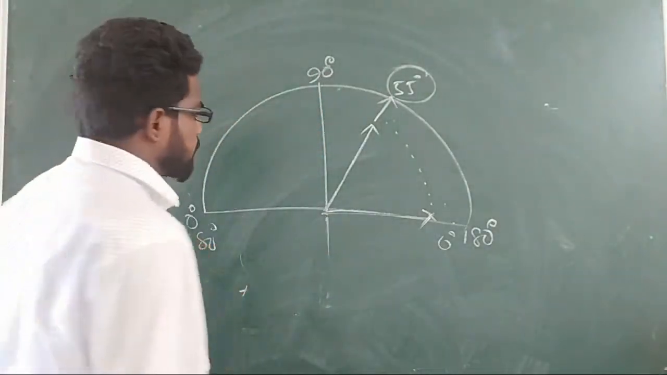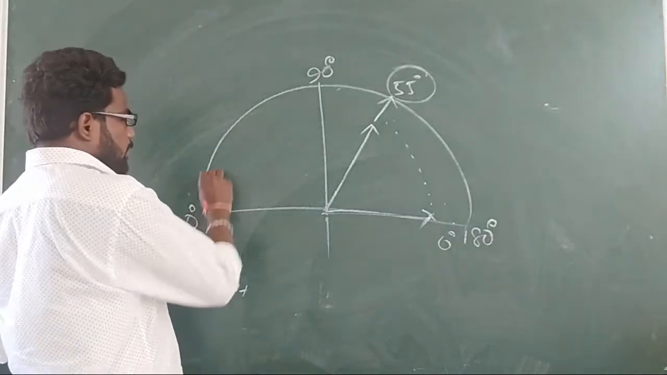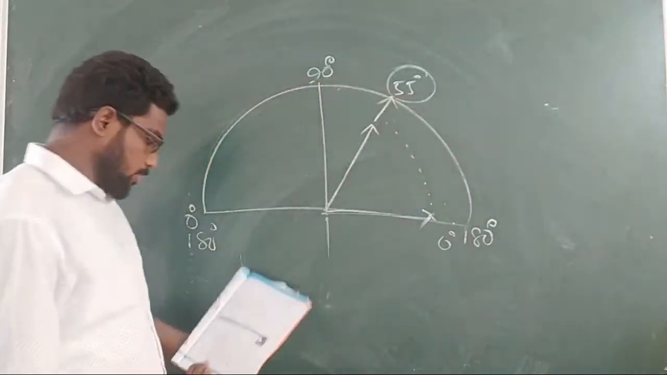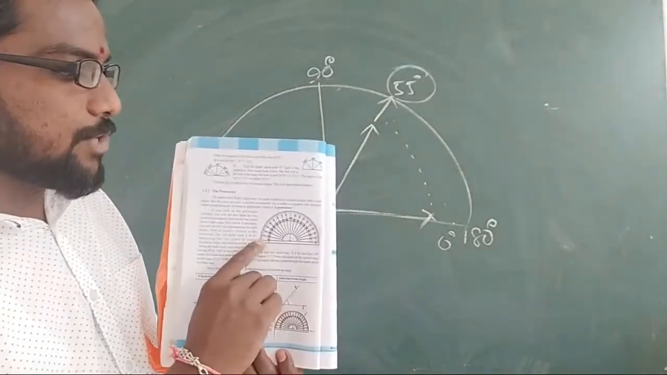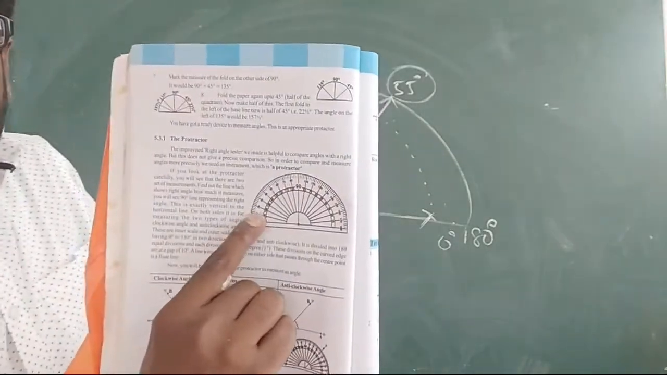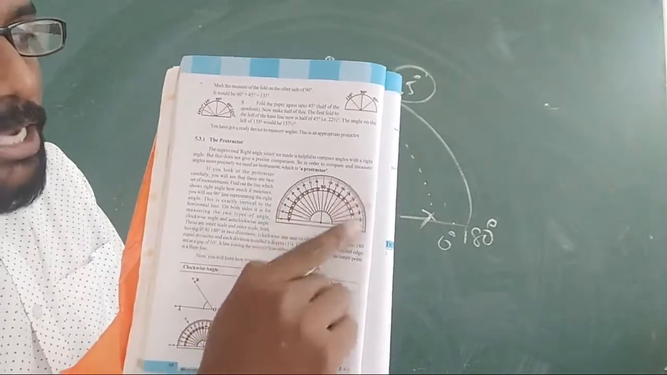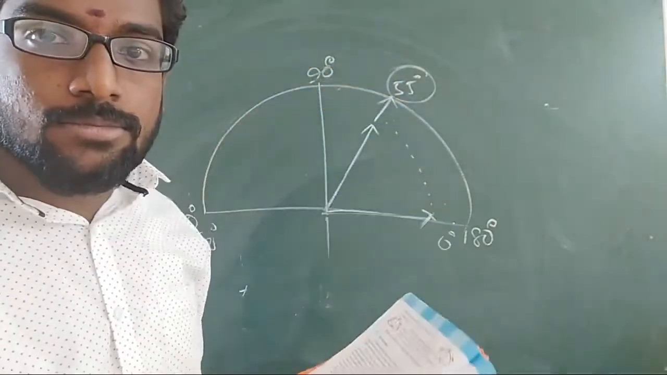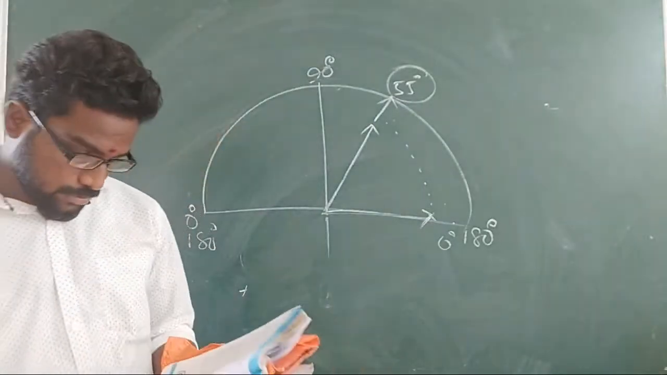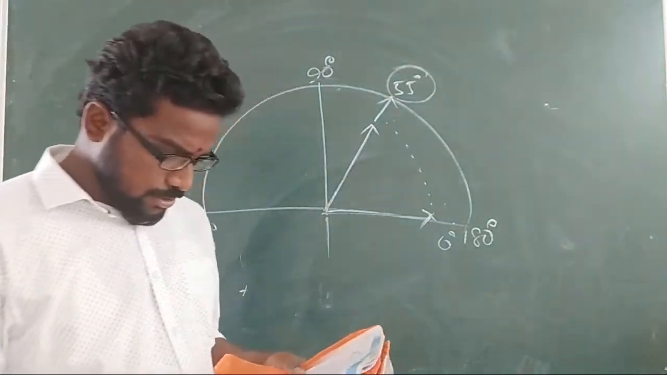On a protractor, a total of 180 degrees is marked. Each and every one of these small lines indicates 1 degree. In total 180 degrees, 180 small lines will be there. Okay, that's it. This is enough.